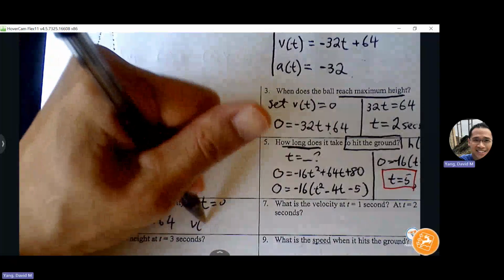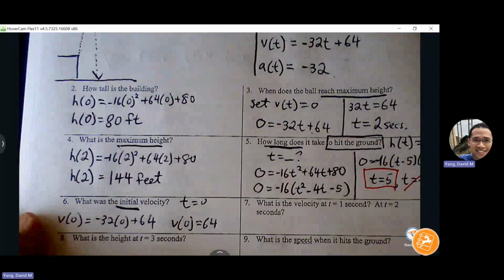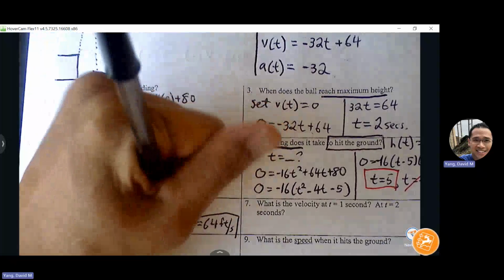Now here's something that I'll be looking for on the quiz. What is the unit of measure here? Feet per second. Okay, so I'm going to ask for units of measure on the quiz.